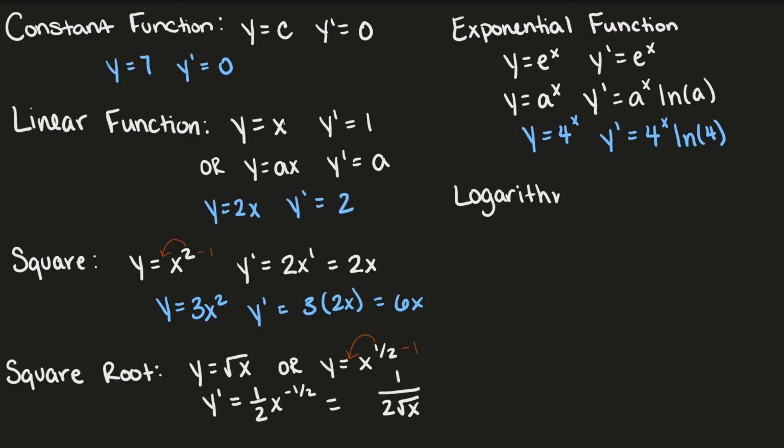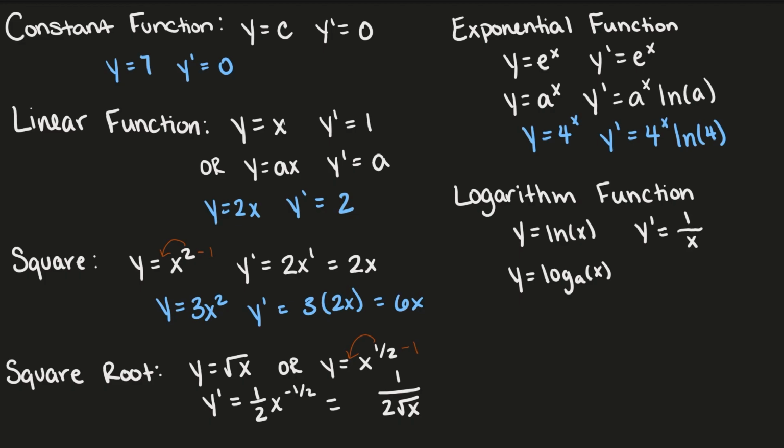And then we have our logarithm functions. If we have y equals ln x, or y equals log base a of x, then y prime will be equal to 1 over x for our natural log ln x, and our derivative of log base a is y prime equals 1 over x ln a. So for example, if we have y equals log base 7 of x, then y prime will be 1 over x ln 7.